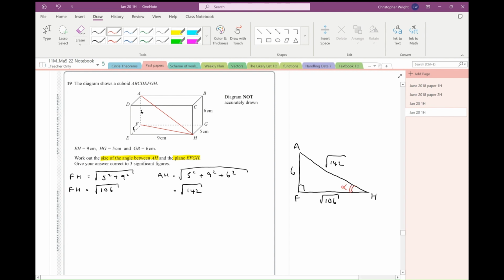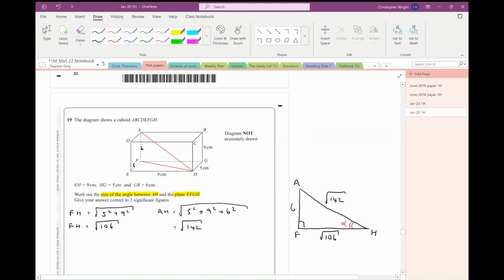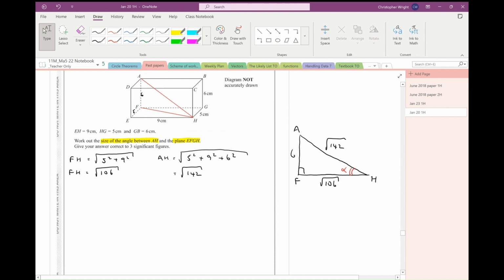So you can use trigonometry now to find alpha. Because you know all 3 sides of the triangle, you could use sine, cos, or tan. I'll use tan. Here we go. So tan of alpha equals the opposite, 6, divided by the adjacent, the square root of 106. So on my calculator, I'm going to work out what 6 divided by the square root of 106 is.